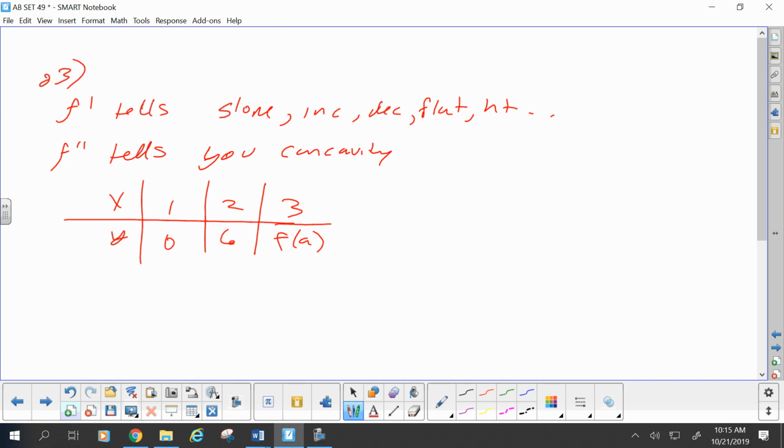The first question says, if the first derivative is positive, then f of a must be greater than 6, because it should be increasing.